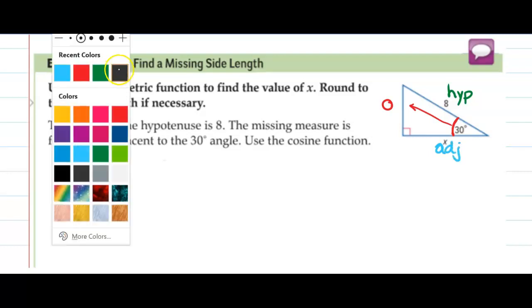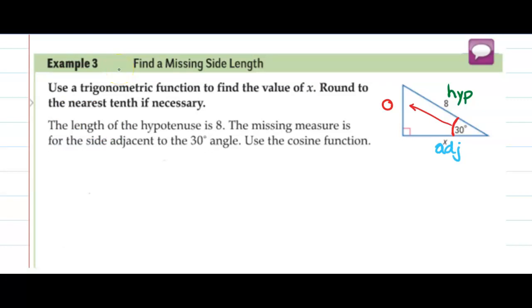With the hypotenuse, I know it's 8. With the adjacent, I know it's the side I'm trying to find. The opposite, though, I know nothing about it. I don't want to know anything about it, so we just cross it out. Or you could erase it.